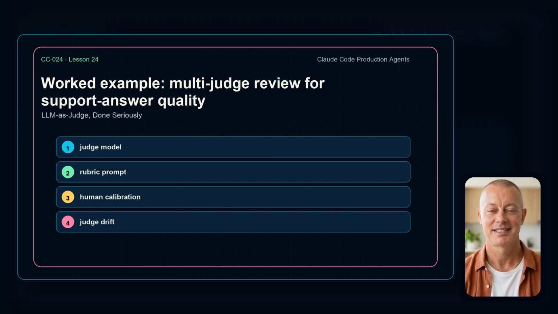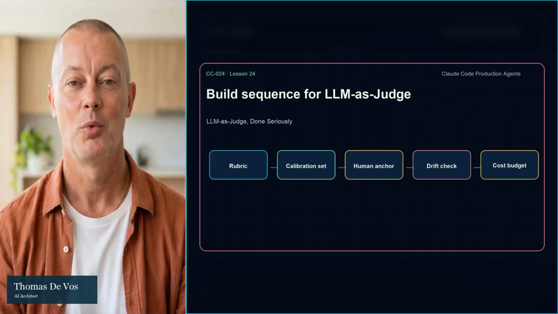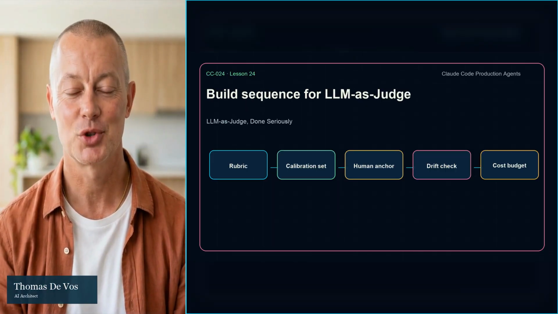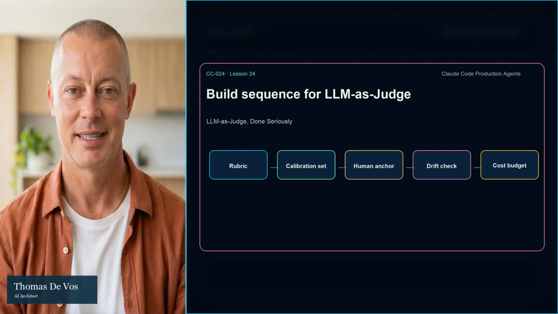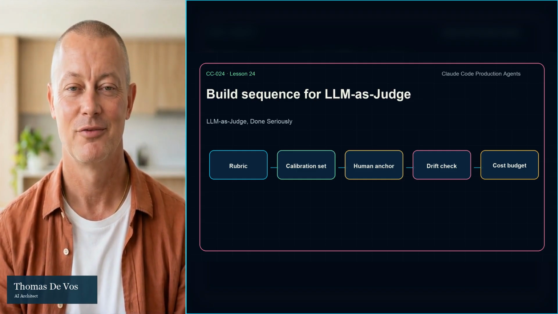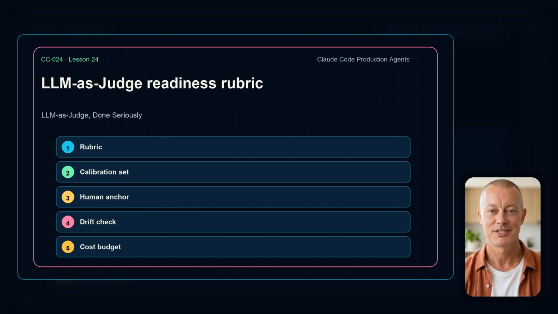The build sequence is simple. Define what good means, capture the evidence, run the check before release, store the result, review failures, improve the workflow, repeat. That loop is slower than a one-off prompt, but it is how agent systems become dependable. Use the readiness rubric: calibration set, human anchor, drift check, cost budget. If a team cannot point to each part, the release is relying on hope. Hope is not an operating model.